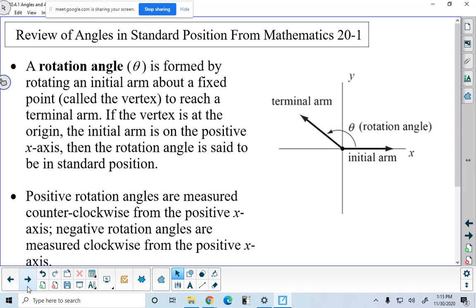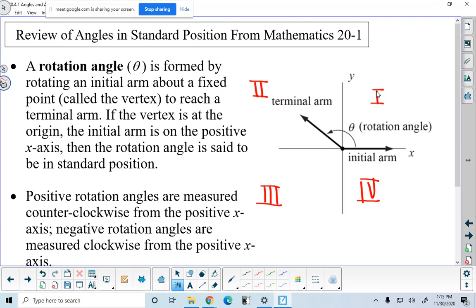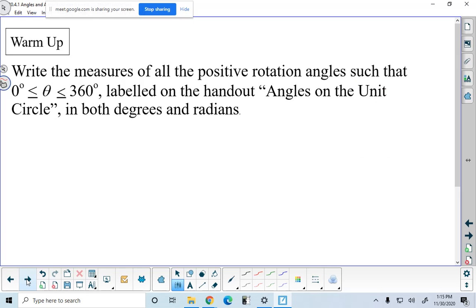So positive angles are counterclockwise. I know that may be counterintuitive to you. The first time I heard that, I went, well, why isn't positive clockwise? That makes more sense. The reason, or how you can remember that positive is counterclockwise, is that you will rotate through the 4 quadrants in the order of those quadrants. So you go from quadrant 1 to quadrant 2 to quadrant 3 to quadrant 4. That's a positive rotation.